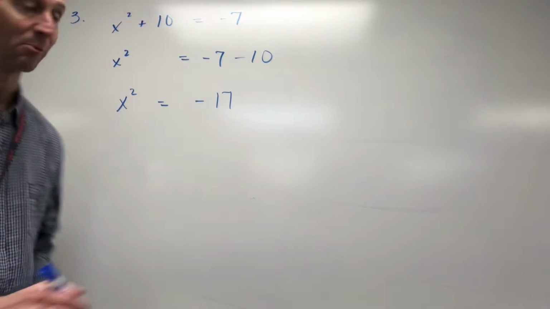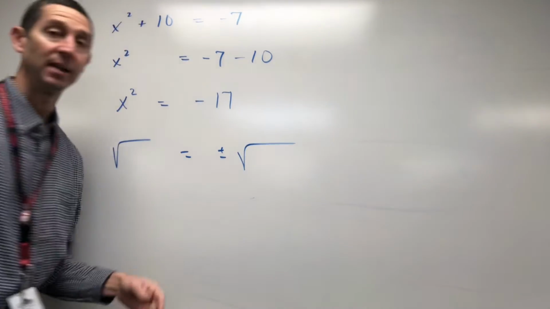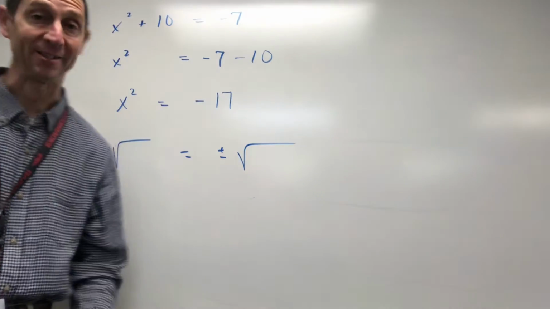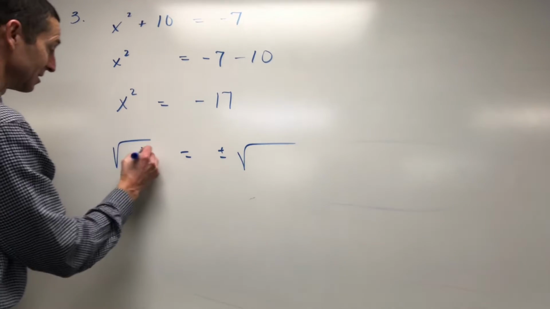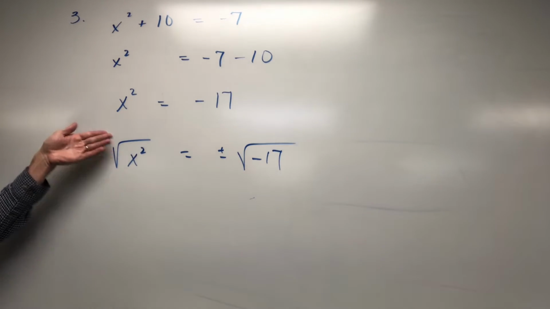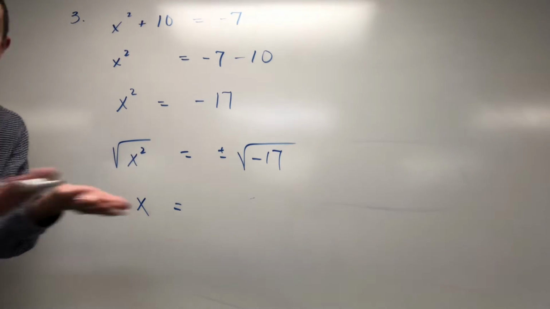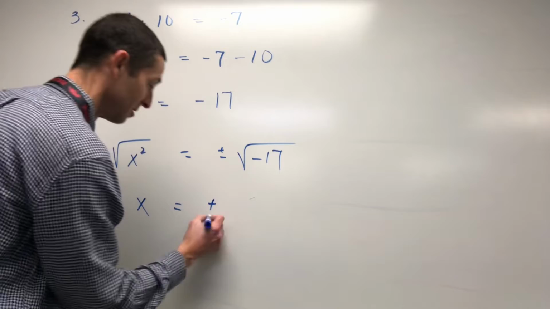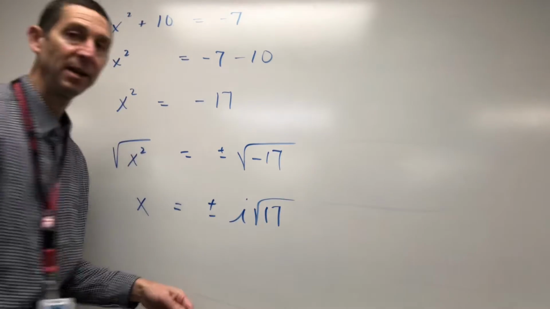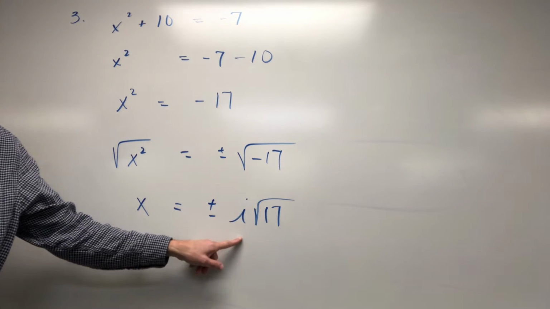Now you bring in the square roots. Boom, boom. And remember, you brought in square roots, you bring in plus or minus. X squared equals, this is awesome, negative 17. We love this one. The square root and the squared cancel each other out. It's awesome. Now you just have x all by itself. Oh, here we go, a negative sign. Boom, x is equal to plus or minus the square root of negative 17, which becomes i square root of 17.